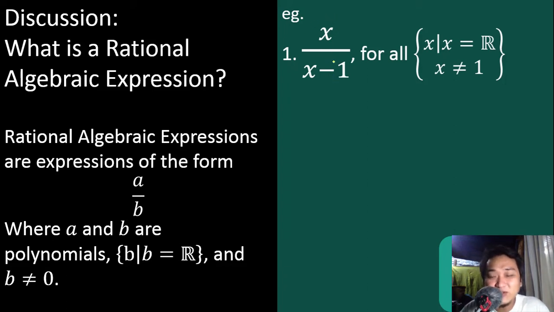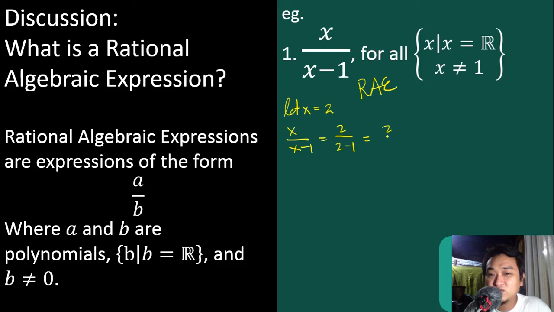Okay. So, yung polynomial na to is considered a rational algebraic expression for as long as yung value ni x is hindi 1. Bakit? Bakit nga ba? Let's say yung x is, let x is equivalent to 2. So, kung ipagpapalagay natin na yung value ni x is 2, ang mangyayari niyan, x over x minus 1 is equivalent to 2 over 2 minus 1, and that is the same as 2 over 1. And 2 divided by 1 is 2. So, yung nagiging result niya is real number.